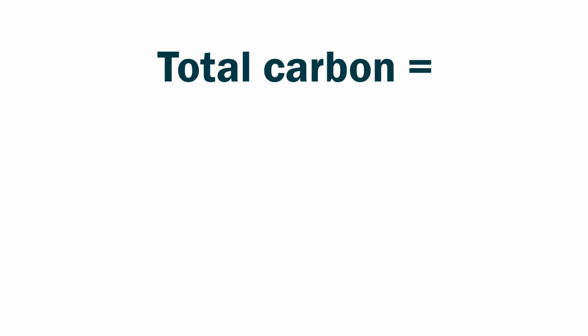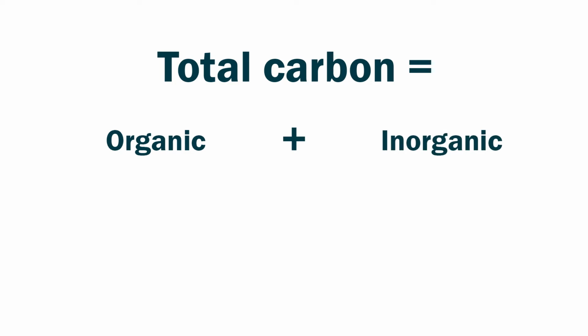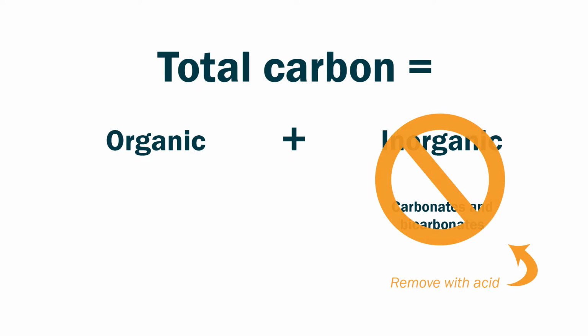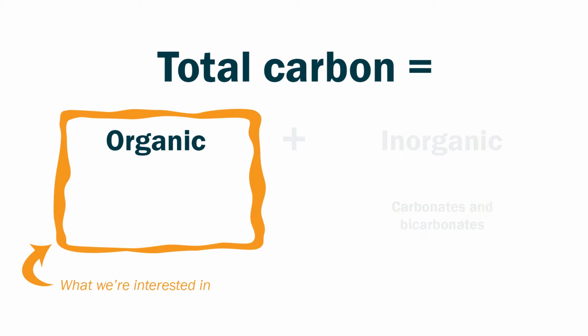Well, total carbon is the organic carbon and the inorganic carbon that we find in our soils. The inorganic carbon is basically the carbonates. And when we look at a soil and it maybe has high carbonates, we try to remove those using acids, because what we're interested in is the organic stuff.